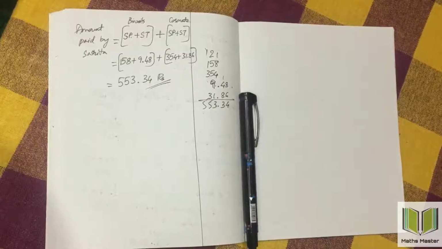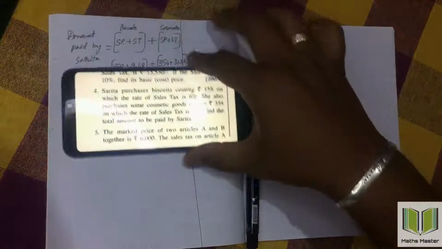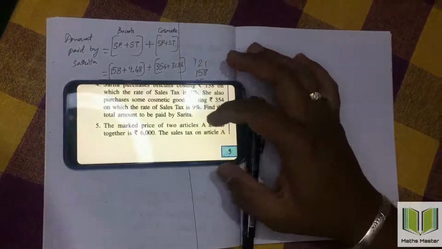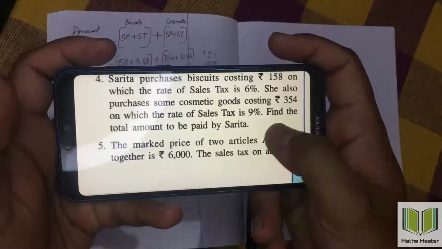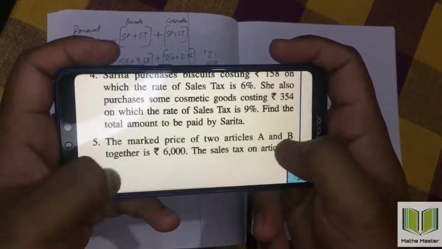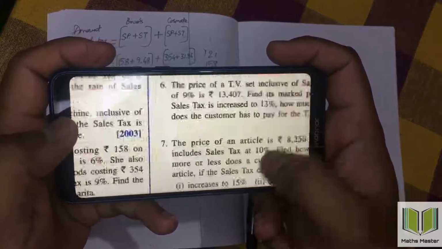Okay, going to the next problem. The fifth problem says that the market price of two articles A and B together is 6,000 rupees. The sales tax on article A.